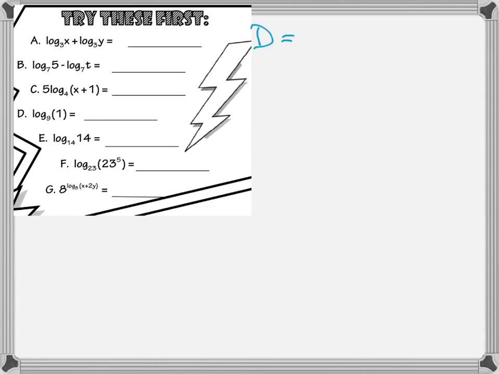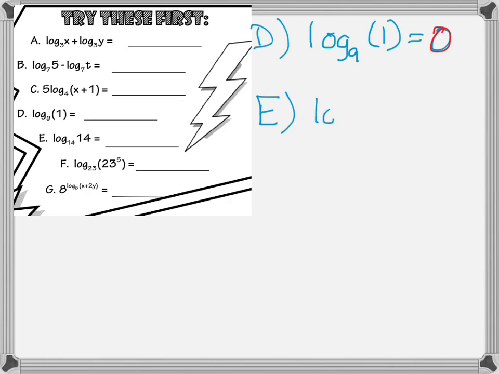D is just that simple rule that you have to memorize. Log base 9 of 1. So anything raised to the 0 power is going to get you that 1, so that's going to be 0. Or like I said, you can fish that to see if you have troubles memorizing that rule. These last several can be found by just fishing. So log base 14 of 14. These numbers match, so that number is a 1.